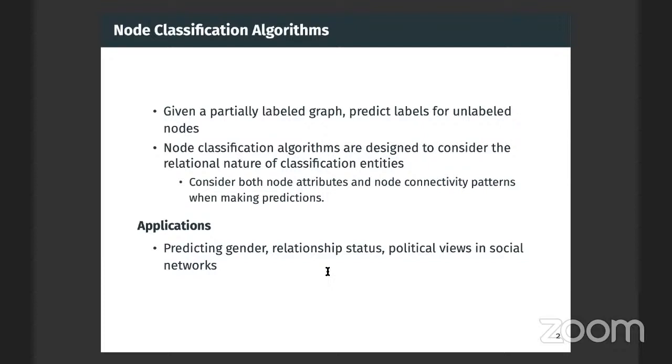Some applications of node classification algorithms are, for example, if you know gender for some population of this graph, you can predict the gender for the others. You can predict relationship status as well as political views in social networks.